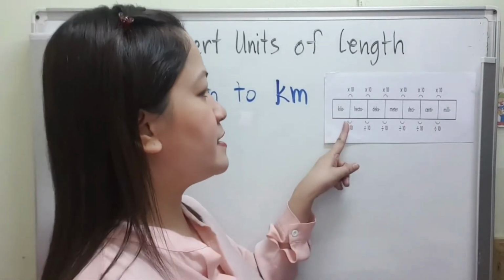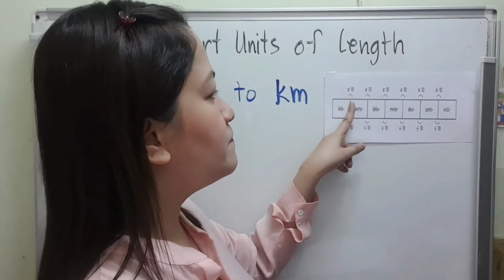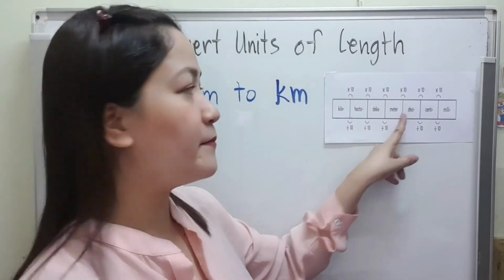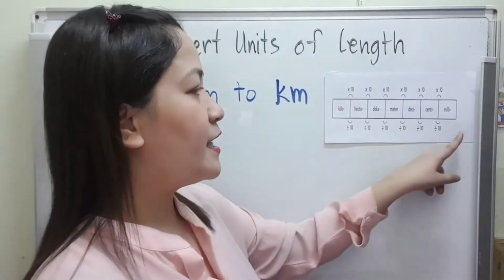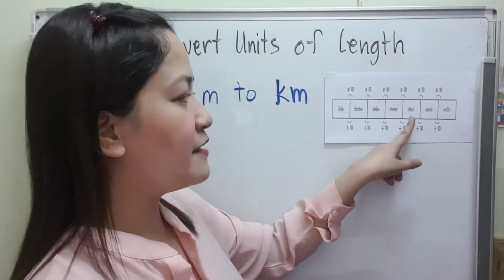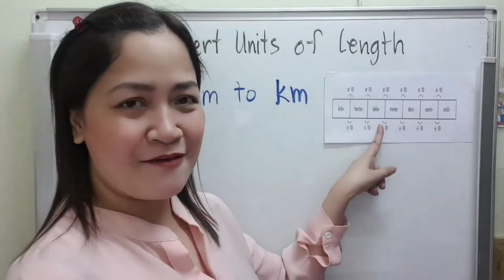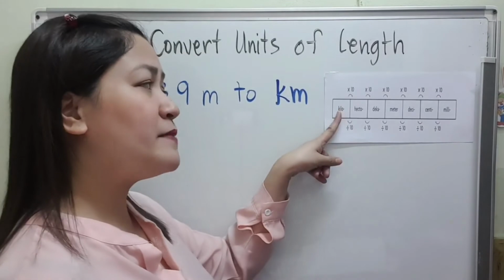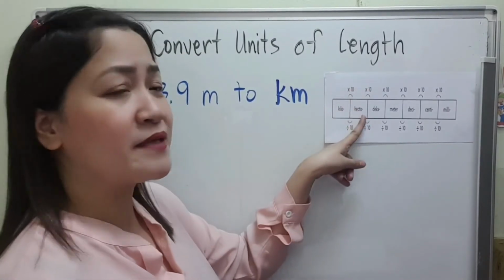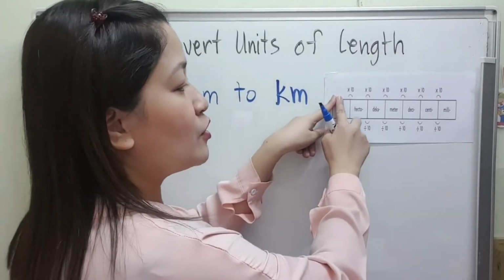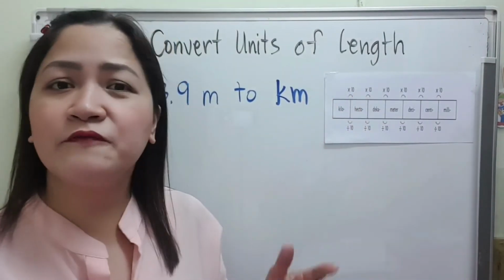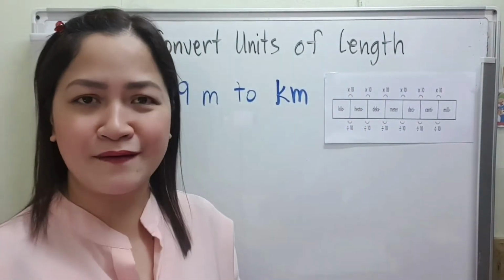This diagram shows you the relationship between units in the metric system. As you can see, once we move to the right, we multiply each step by 10. And when we move to the left, we divide each step by 10. So if you will change kilometer to hectometer, since from kilo to hecto, you will move once to the right, then just move your decimal point once to the right.